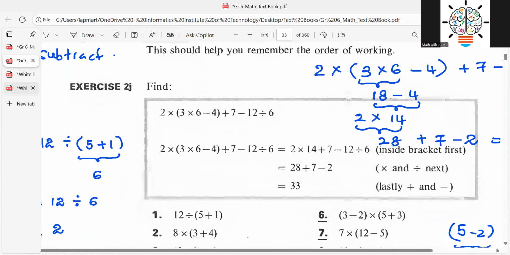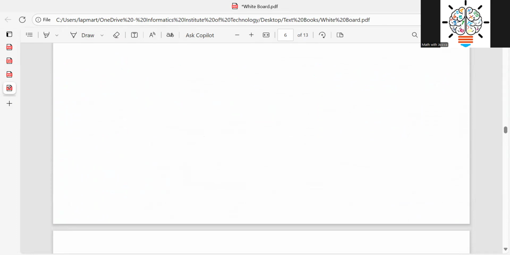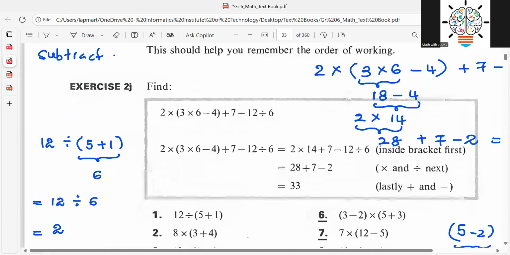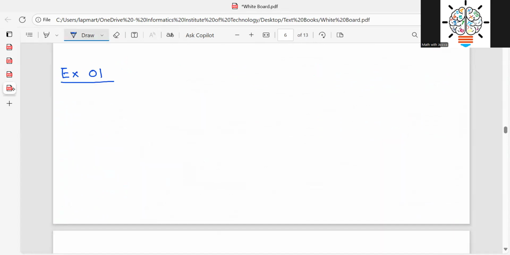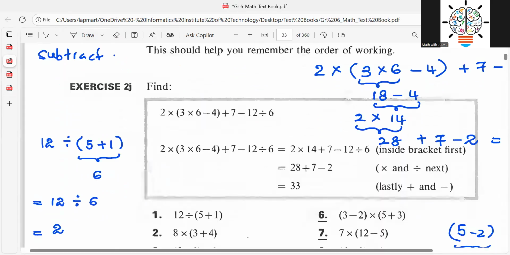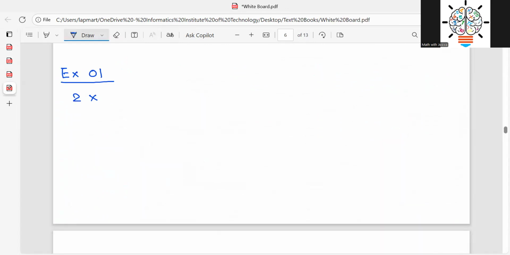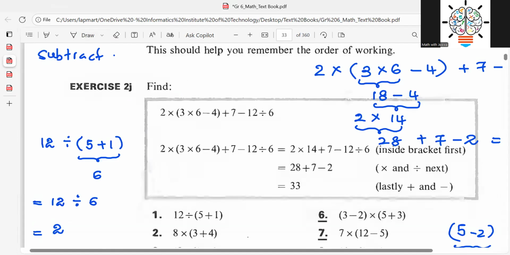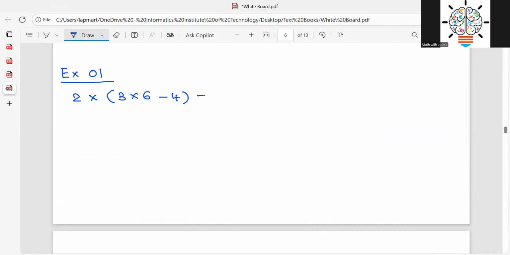So then here I write 2 times, I'll take that this is the example, right? So example 1. I'll write here example 1, right? 2 times 3 times 6, minus 4, divided by 6. According to the BODMAS, listen to me carefully, children.